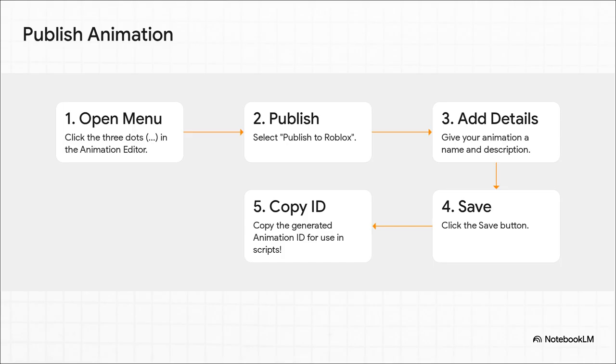Just click those 3 little dots in the editor, hit Publish to Roblox, and fill out the name and description. Now, listen up, because this next part is the most important step. After you save, Roblox will give you an animation ID. It's a long number. Copy it immediately. You're going to need this number to make the animation play with your scripts.